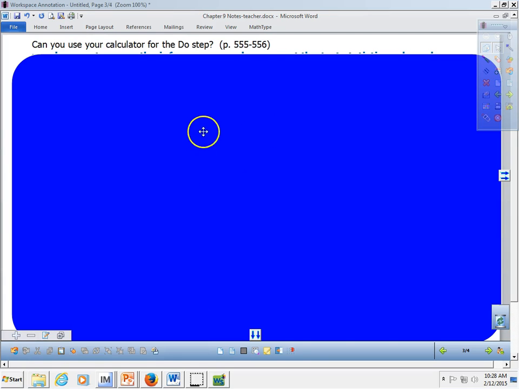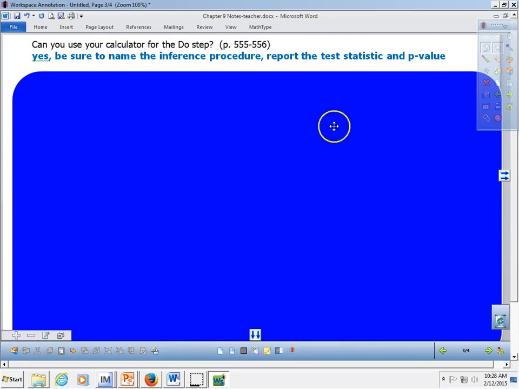All right? Now, if you use the calculator, and it can be a very quick way to get what you need, you still have to name the inference procedure, you have to report the test statistic, and you've got to state what the p-value is, and I'll show you how to do all of that in class. Okay?